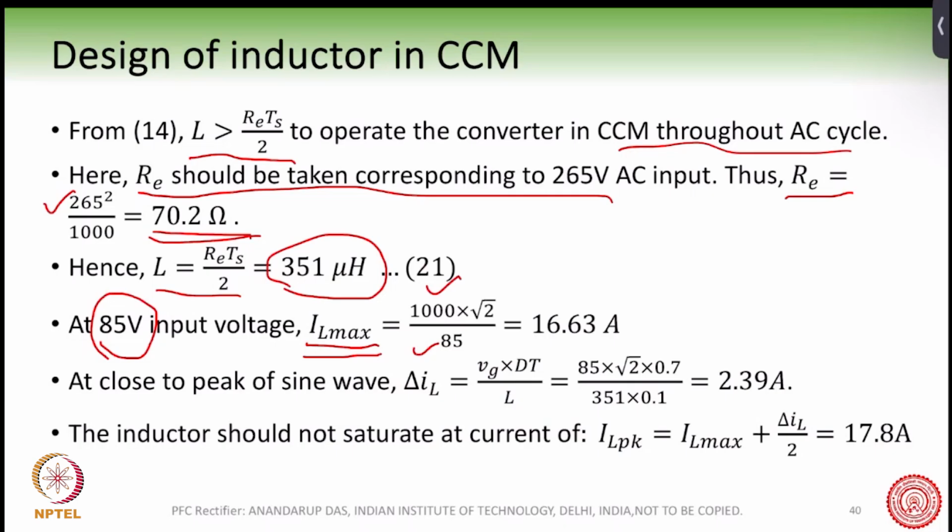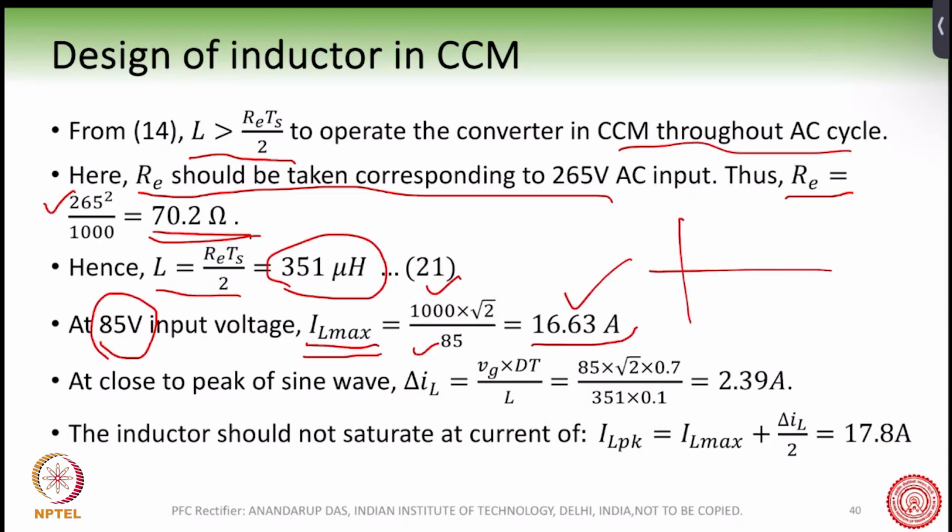So 85 is the RMS value. 85 into IL RMS is equal to 1000. Therefore IL max is 1000 into root 2 divided by 85, which is 16.60. This is the peak value of the inductor current. Okay, so this is the 16.60.